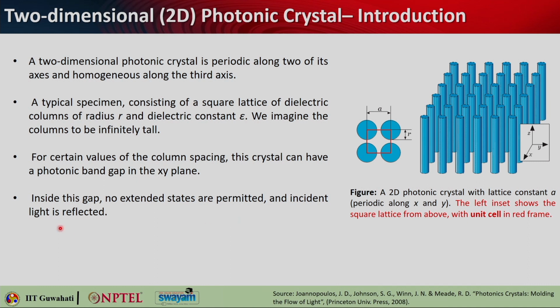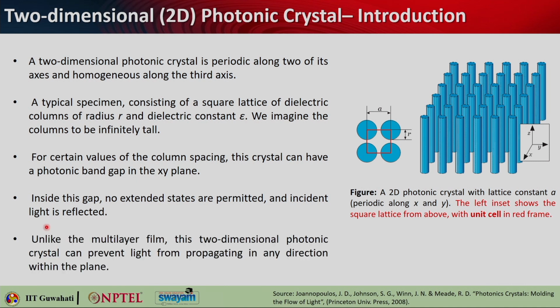If light propagation is not permitted through this crystal at that particular frequency band, what will happen to light? It will simply get reflected. The incident light gets reflected. And unlike a multi-layer film, this two-dimensional photonic crystal can prevent light from propagating in any direction within the plane. That is something very interesting: when we talk about the photonic band gap, the incident light can fall from any direction and it will have the same reflection effect. It will not be able to penetrate into this crystal and propagate through it.